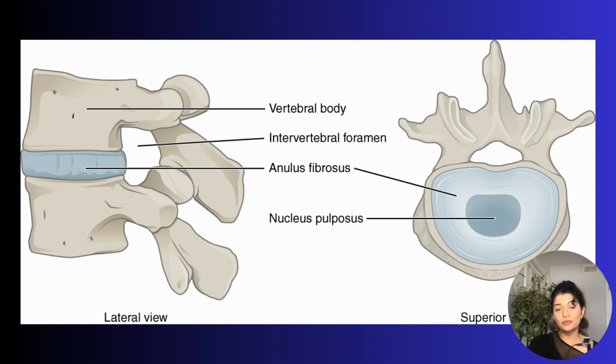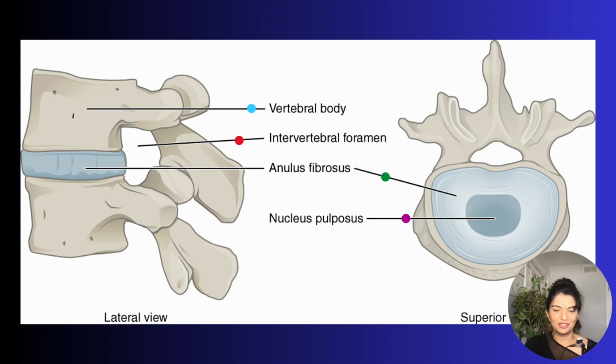Now, if I can orient you to the visual here, you've got your vertebral body, and then you've got your intervertebral foramen, which is basically where the spinal nerves will exit. And then you've got the intervertebral disc, which is in this light blue. Now, there are two components to the intervertebral disc. There's the outer layer, which is very fibrous. It's called the annulus fibrosus. And then we've got an inner, more gel-like layer or center, and that's actually called the nucleus pulposus.